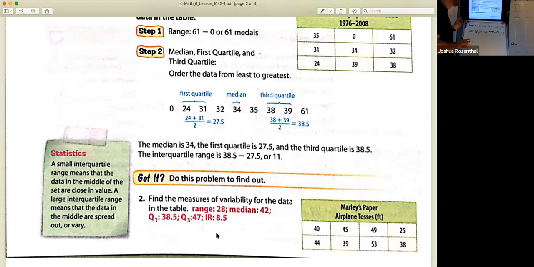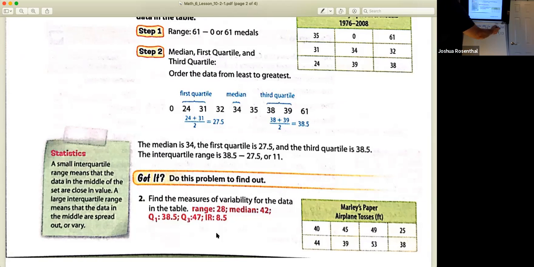53. Now, in this case, that's the farthest. Okay, range. 53 minus 25 is 28. If you want to ask me at any time where I got that number, that's fine. The lower extreme is 25. The upper extreme is 53. Those are all really simple to get.